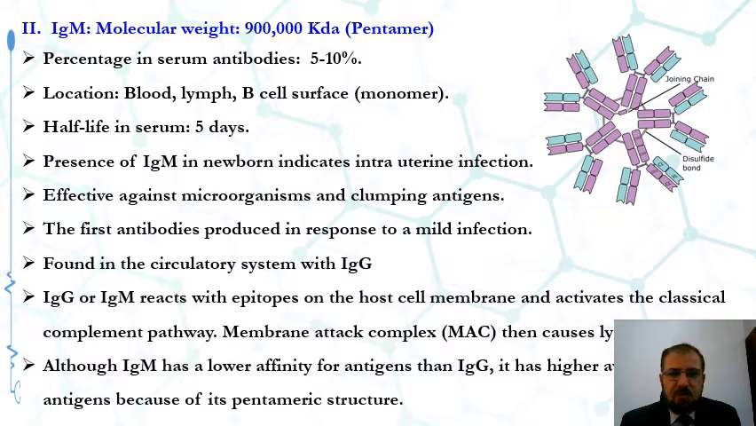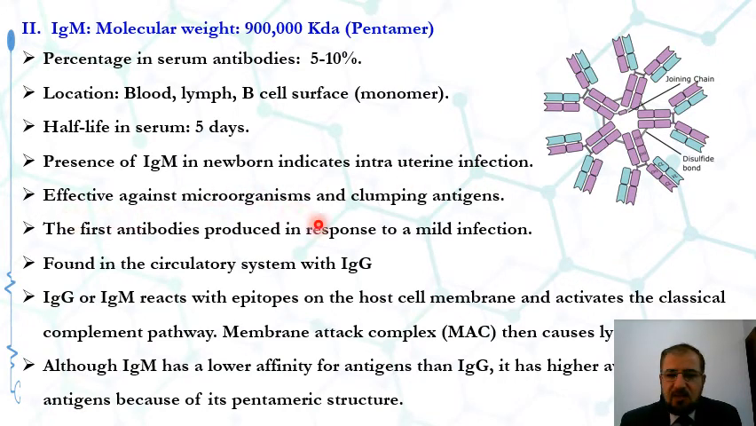Number 2, the IgM antibodies. The IgM molecular weight is about 900 kilodaltons. It is a pentamer, composed of 5 monomers, 1, 2, 3, 4, 5, as you see in this graph. The percentage in serum is about 5 to 10%. The location is in blood, lymph, and the B cell surface as a receptor, and in this case it is a monomer. The half-life is about 5 days in serum. The presence of IgM in a newborn indicates intrauterine infection.